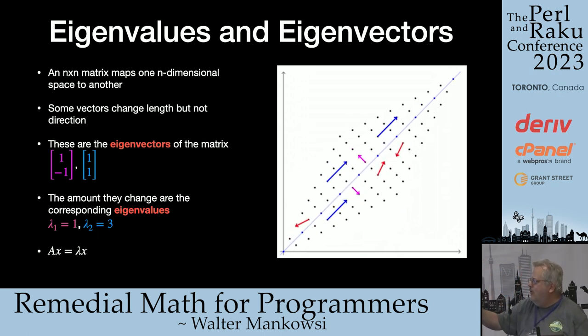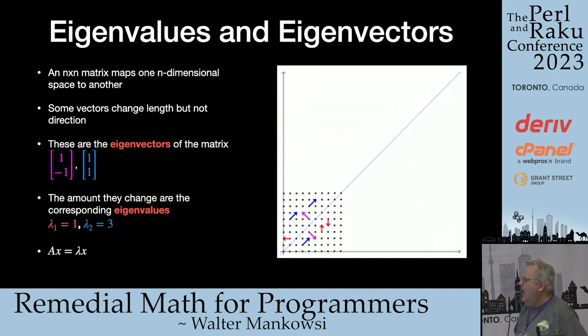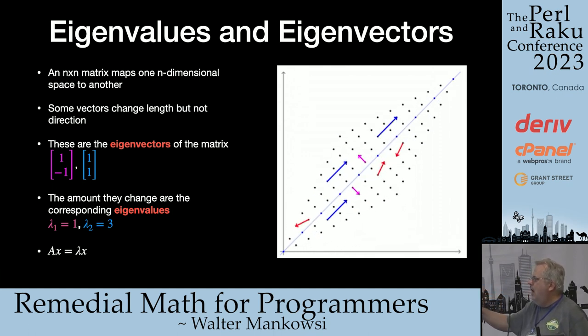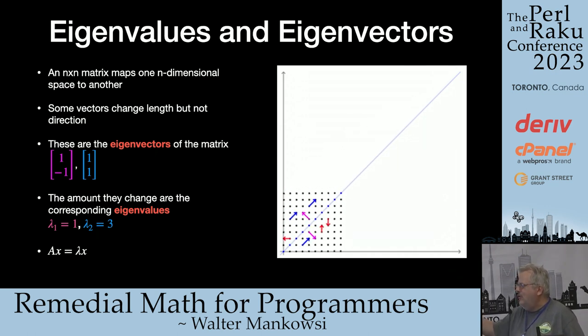So that matrix is really mapping one n-dimensional space to the other one, and this is a way of visualizing the way that it's changing it. You see that some of those vectors are changing the length, but not the direction. They're the eigenvectors of the matrix, so 1 minus 1 and 1, 1. And the amounts that they change are the eigenvalues.